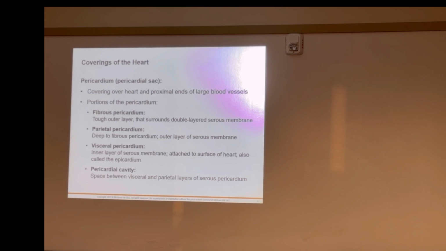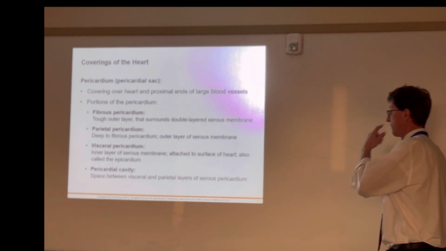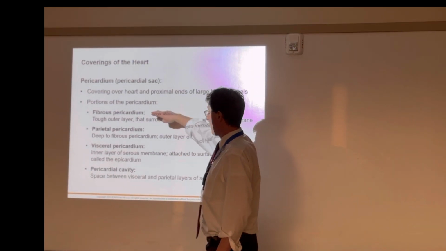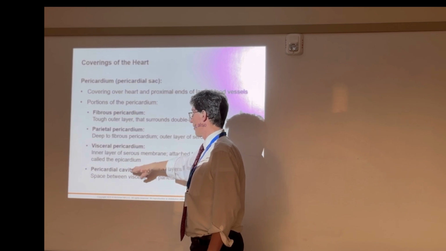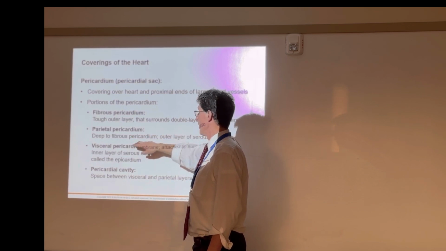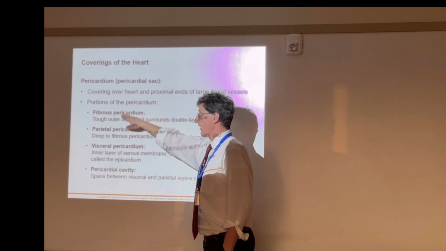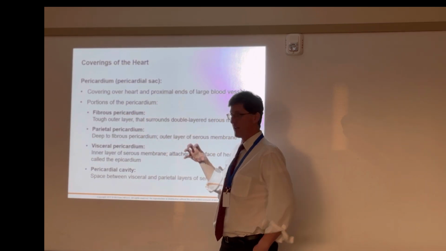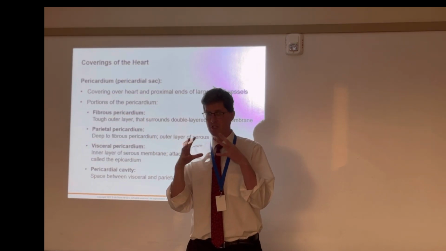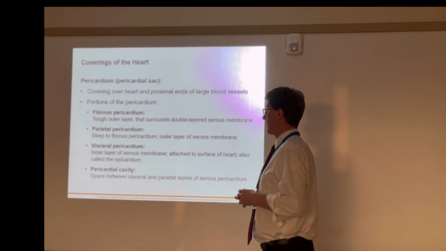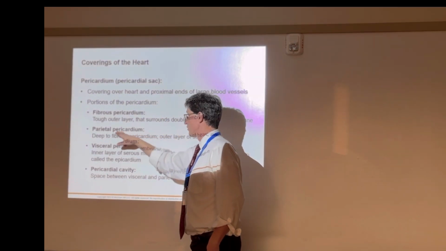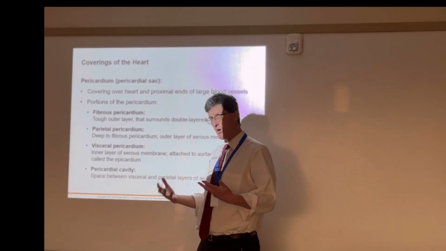The heart sits inside of a sac called the pericardial sac. And the coverings of the heart have a couple different parts to them. So you have the fibrous pericardium, the parietal pericardium, the visceral pericardium, and the pericardial cavity, which is between these two. The fibrous pericardium is fibrous cartilage. It's on the outside of the heart, and it gives a really tough protective covering around the outside of the heart. Then just below that, there are two layers of serous membrane.